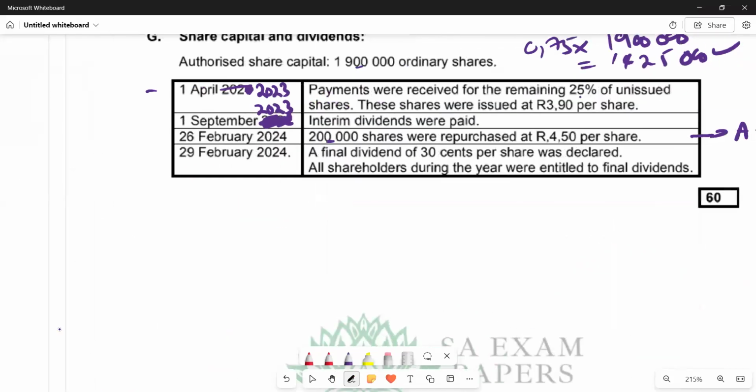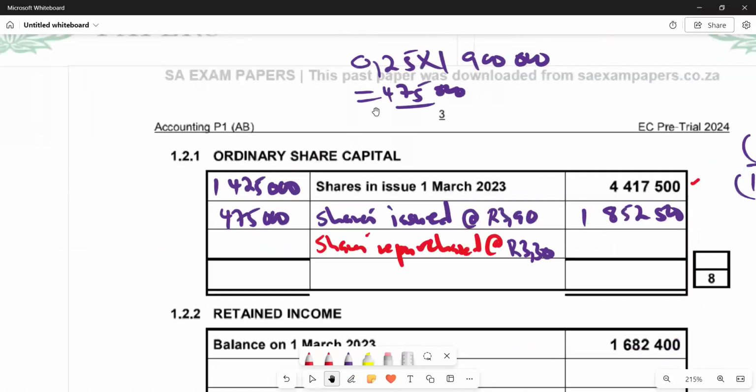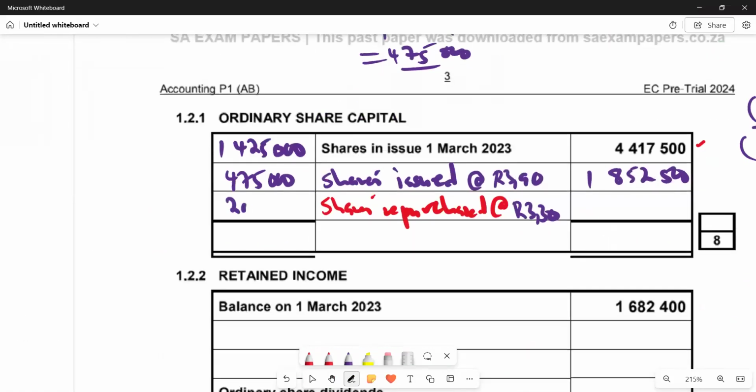And it's there, it's listed. There are 200,000 shares. So we come back and put in the column for number of shares. We have 200,000 shares that were repurchased. And remember, whenever there's a repurchase, we subtract. So you put it as a negative 200,000. But to get the total value, again 200,000 times 3 Rand 30, and you are going to get your answer, which is 660,000. So this is what we have, and obviously we are putting it as a negative figure.